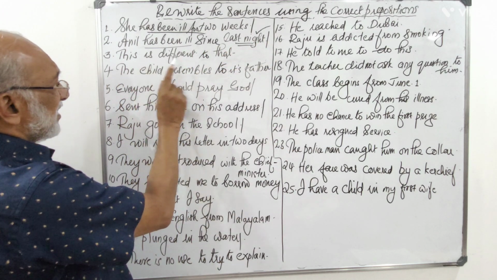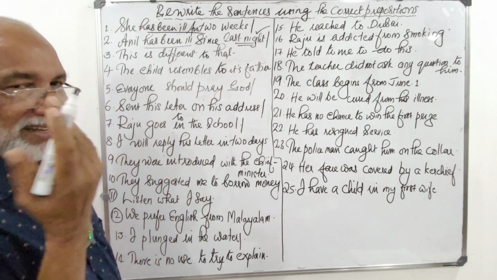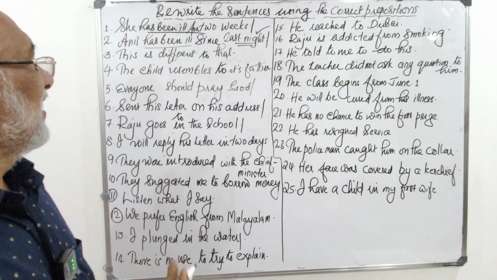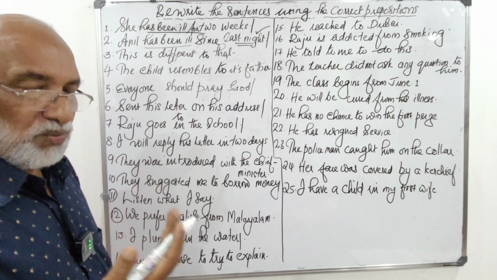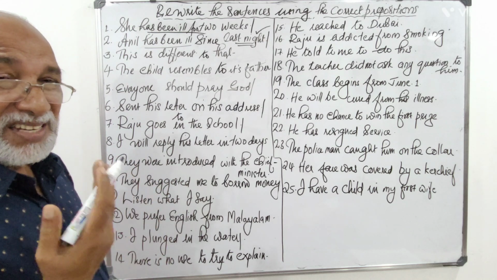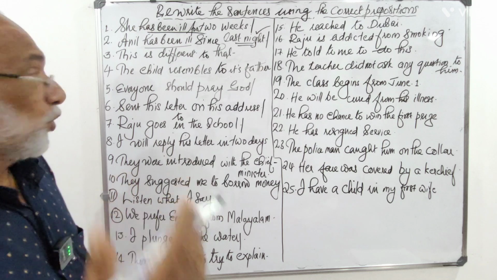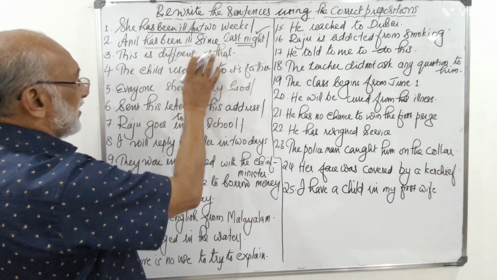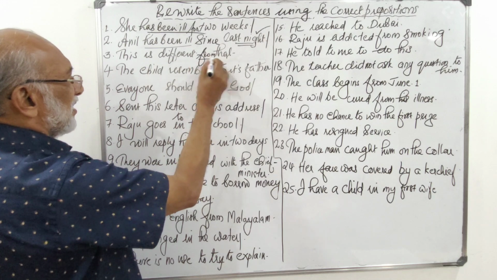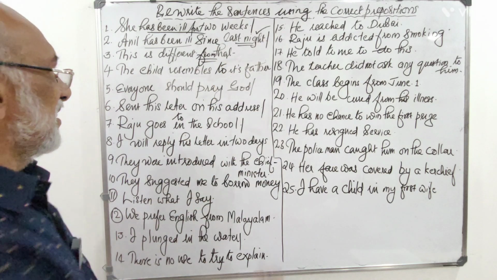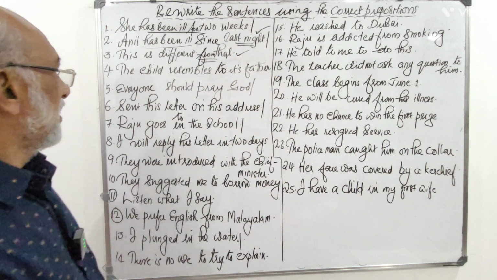Third one, this is different to that. I think at the first reading itself, it's very clear to you. The preposition used with the verb different is different from, not different to. So this is different from that. Okay, different from that. This is the correct usage.